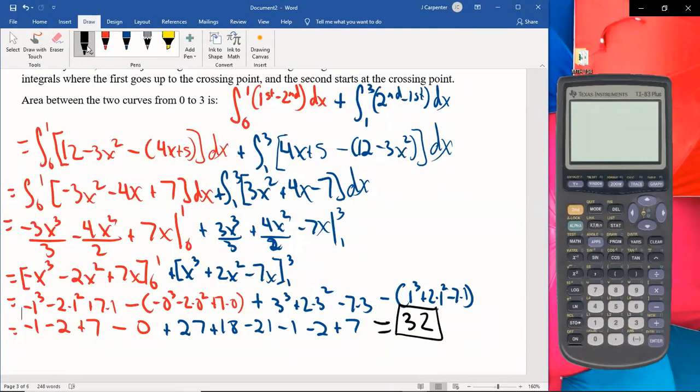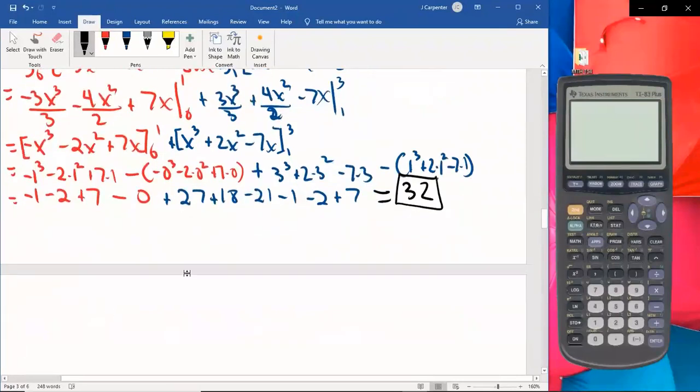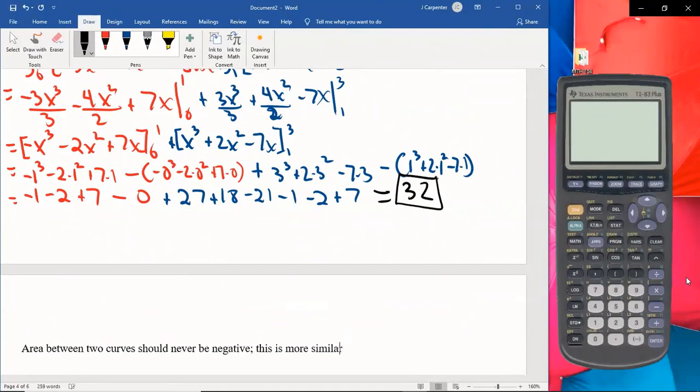If you get a negative answer, I can tell you this, you're wrong. The area between two curves should never, ever be negative because this is more of a geometrical sense. Because we're not considering ourselves in relation to an x-axis and considering everything below an x-axis negative anymore. We are no longer under that mindset.